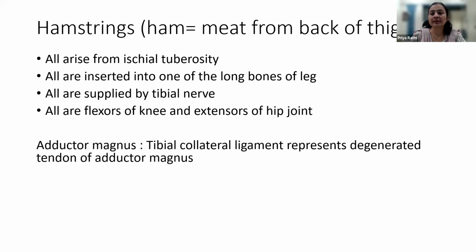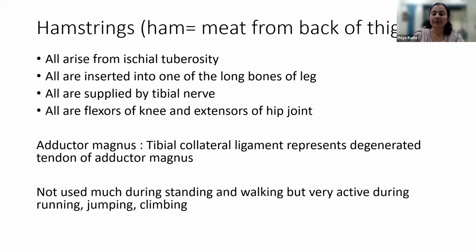Now, exception to this is short head of biceps. So short head of biceps is not included. Ideally, it is not included in hamstrings, though it is posterior compartment muscles. Adductor magnus. So adductor magnus is considered to be part of hamstring because the tibial collateral ligament, it represents the degenerated tendon of adductor magnus, and it is supplied by tibial part of sciatic nerve. So it meets the criteria of hamstrings.